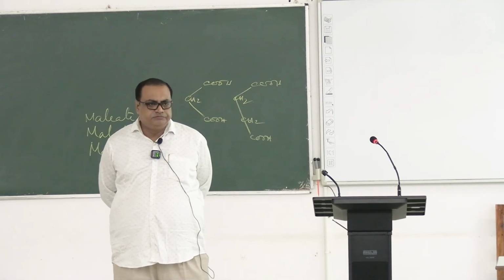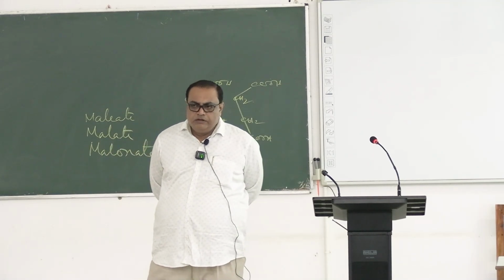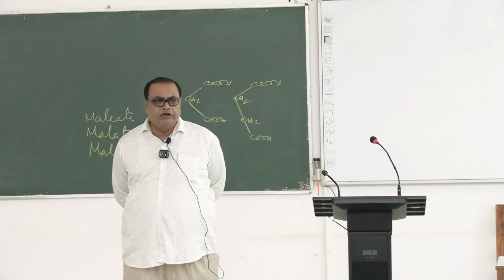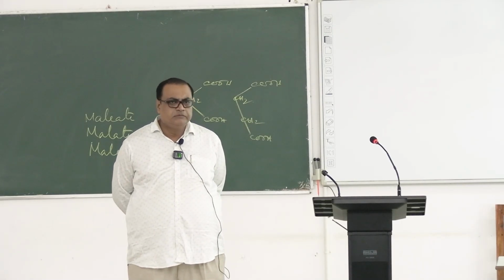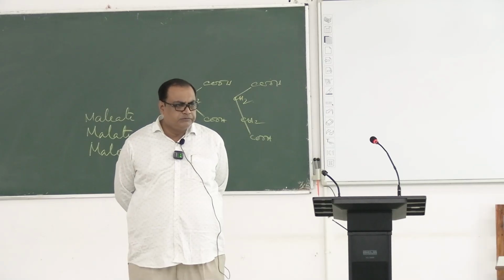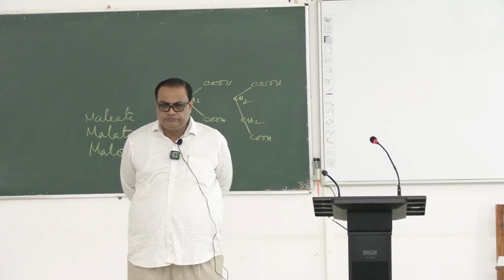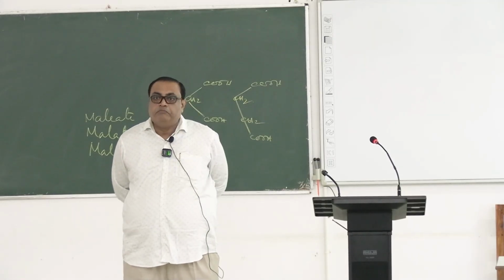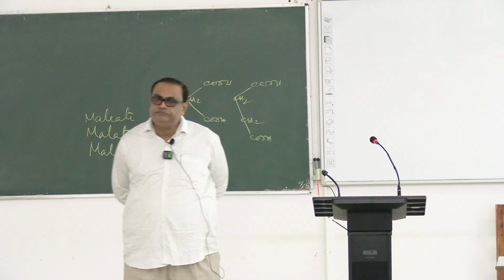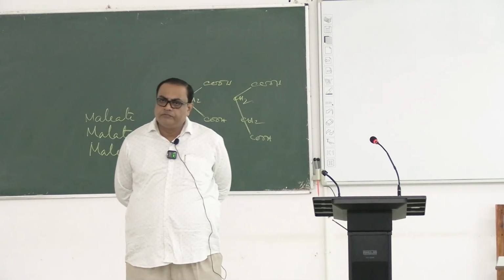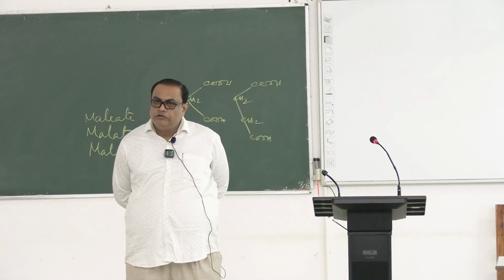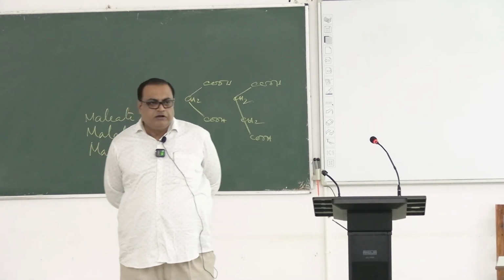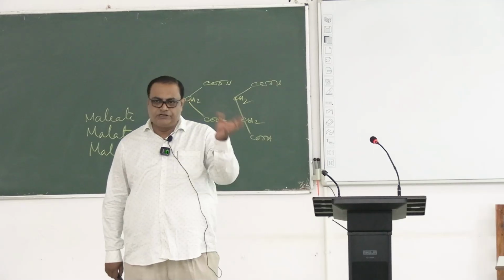Methanol poisoning. You have any idea about how alcohol is prepared? Anyone? Alcohol, liquor. By distillation. Distillation of what? Food you cannot distill. Food has to be processed. What is the name of the process?